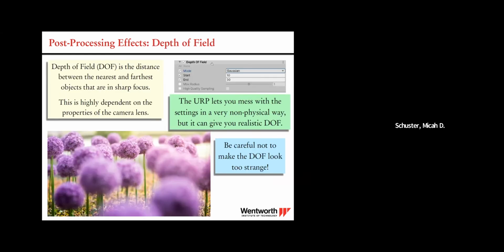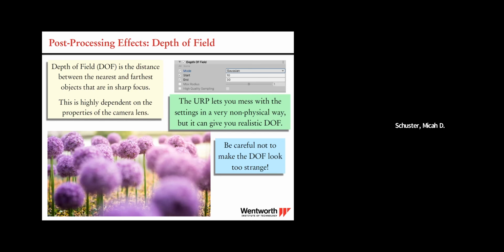Depth of field is also one that is easy to add in. URP lets you mess around with this in a non-physical way. You basically choose the start and the end of where your focal plane actually is. So it's not based on real camera settings. In the HDRP, it is. HDRP, it's like all realistic camera stuff. But in the URP, you choose where you want your focal plane to be. It's very easy to make depth of field look really strange. So that's something to be careful with.